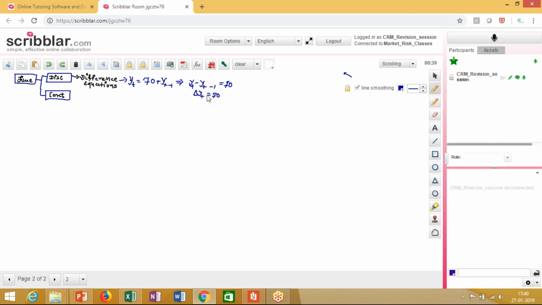So delta yt is what we call the dynamics of the variable yt. What is the change in yt? It says that the change in yt is always constant. So this is a typical kind of difference equation, where time is very discrete in nature. So time is equal to 1, 2, 3, like this up to k, right?